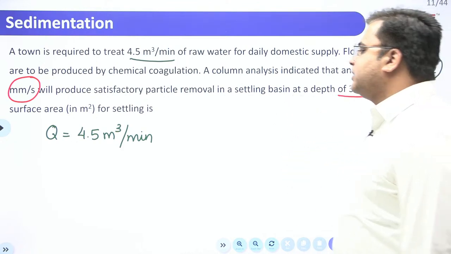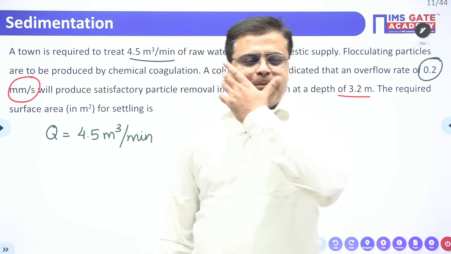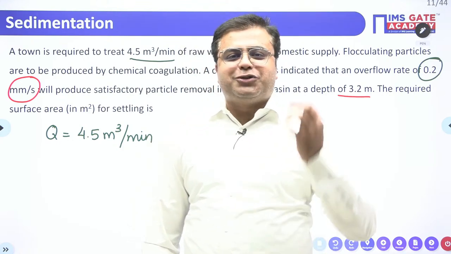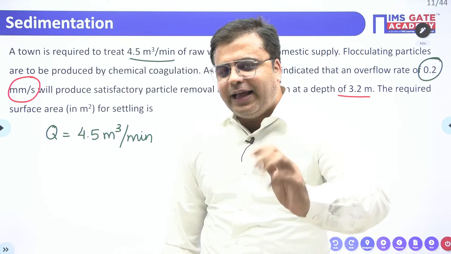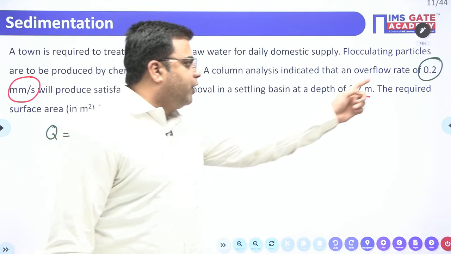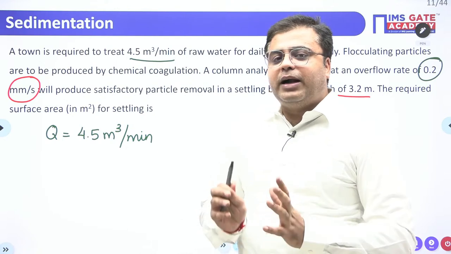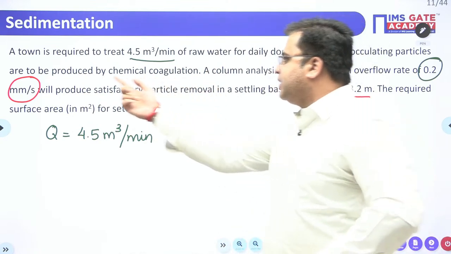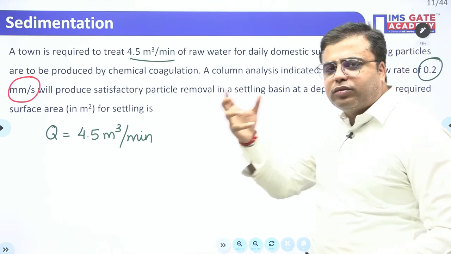The required surface area in meter square for settling is. Now, my dear students, many questions you will find in the examination where extra data is given just to confuse your thinking process. In this question, you need to calculate the area of the sedimentation tank required corresponding to this overflow rate of 0.2 mm per second. Now, this is a very easy question, but it is framed in such a way that you will unnecessarily devote your time to understanding the chemical coagulation and the settling basin depth of 3.2 meter.